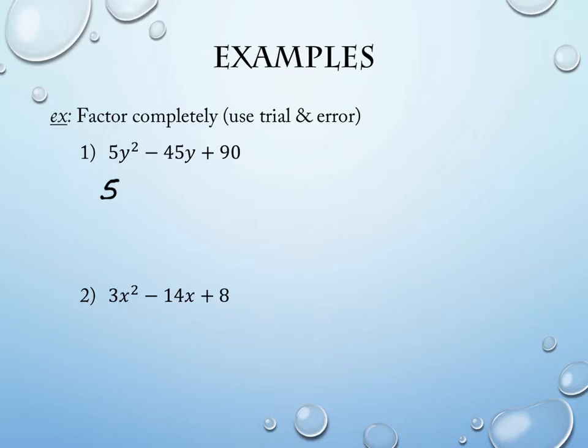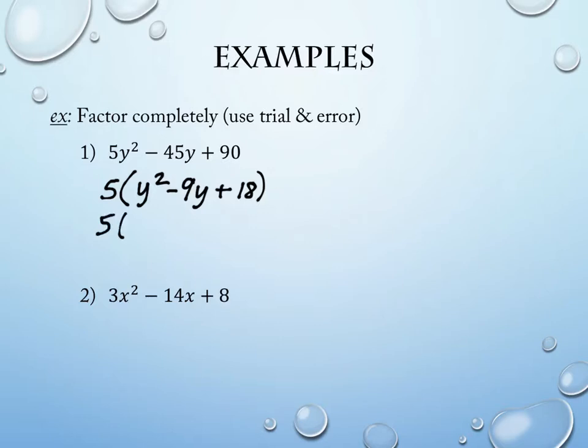So my first step is to pull the 5 out and then to divide each term by 5. So 5y squared divided by 5 would be y squared. How about my 45? What would that one give me? 9. So I have negative 9y. And then how about 90 divided by 5? Anybody? 90 divided by 5. 18. It's 18, yes. Thank you. 18. Good. Okay, so that's the first step. We're going to factor out any greatest common factors that are present in all three pieces. After that, on these specific ones right now, we're going to use trial and error.